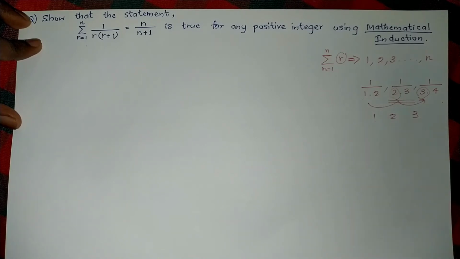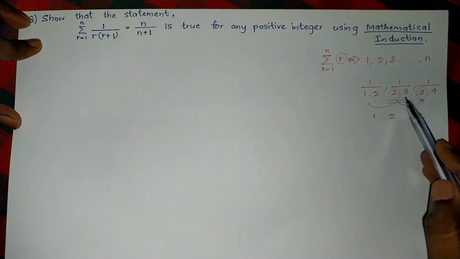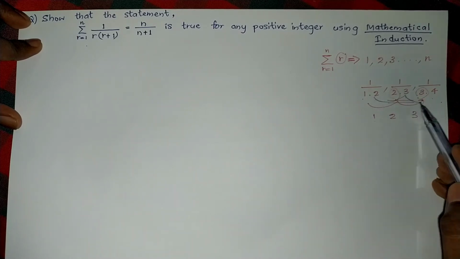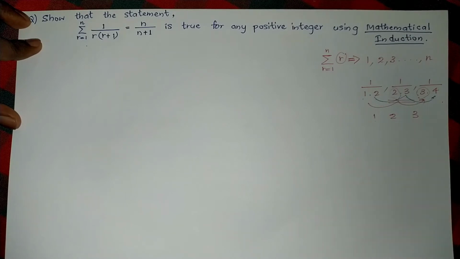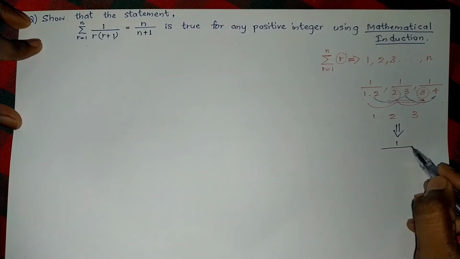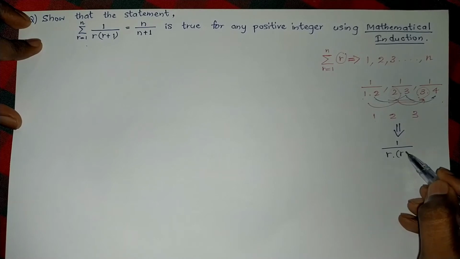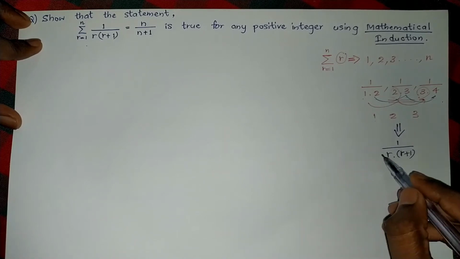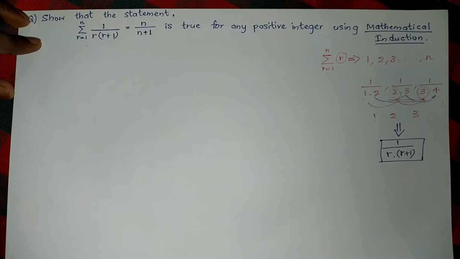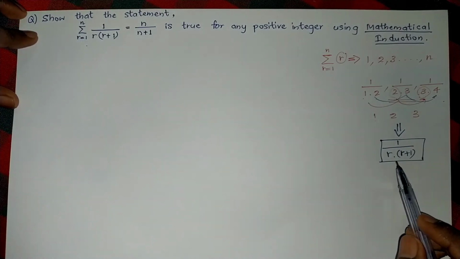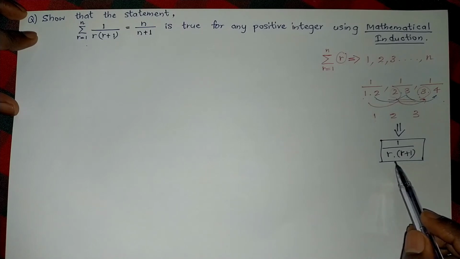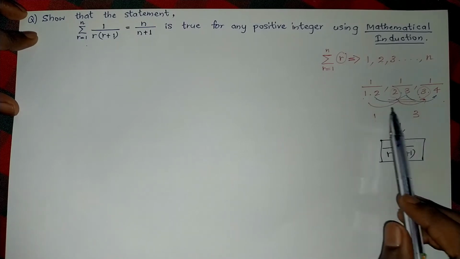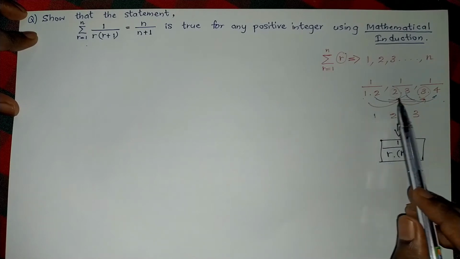Then the second term starting from 2 becomes 3, 4. So it increases 1 by 1, but the starting value is 2. Numerator is 1. By considering those, we can write a common term for this series. It is 1 over r into r plus 1. This is actually a part from the series lesson. When I substitute values for r, we can obtain these terms.